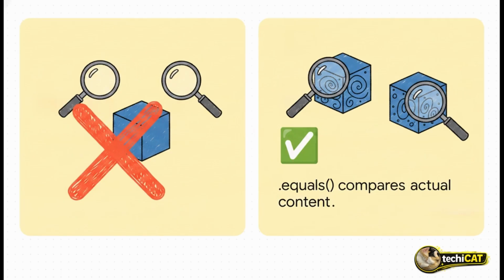And here's why. The double equals operator in Java compares memory references. Basically, it's asking, are these 2 variables pointing to the exact same physical object in the computer's memory? But dot equals compares the actual content. It asks, do these two different strings contain the exact same letters in the exact same order? Always, always use .equals for string content matching in Java.